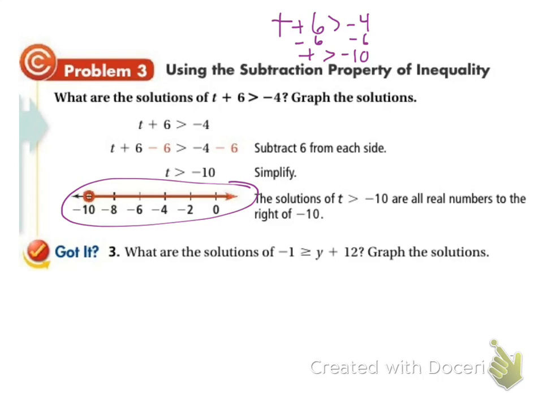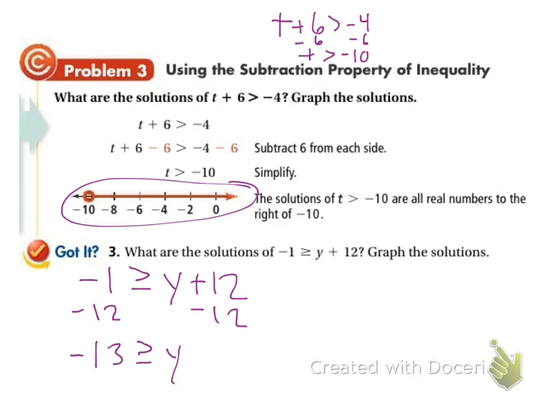And now I'll solve our own. Negative 1 is greater than or equal to y plus 12. So I need to get y alone, so I'll subtract 12 from both sides. I get negative 13 is greater than or equal to y. So on my number line, I'm going to put 13, and I'll put the numbers on either side, so 12 and 14. This is one of my or equal to guys, so this is a closed circle.